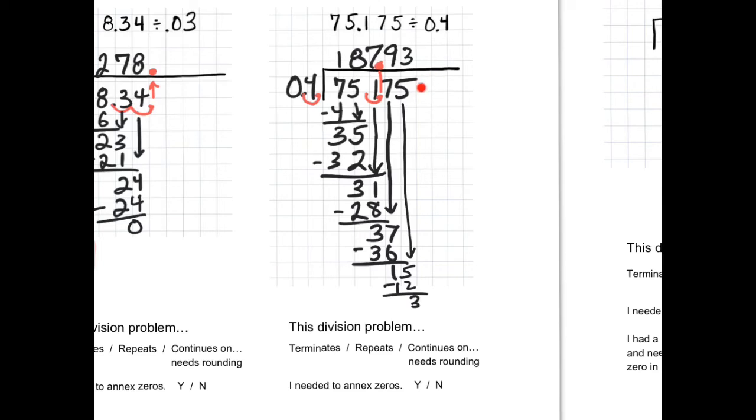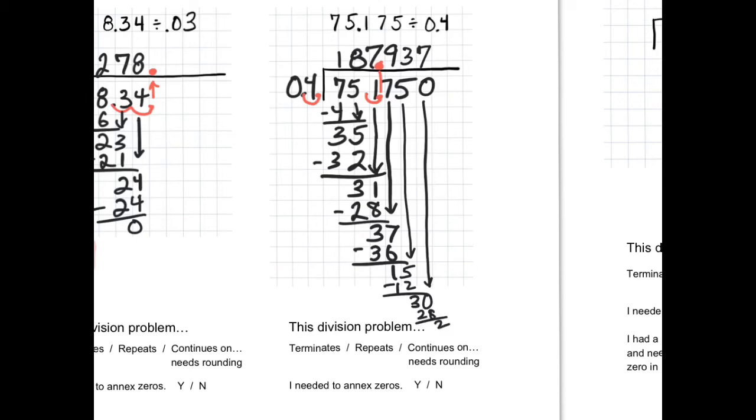And we have no more numbers to bring down. No more numbers to bring down, but we still have a remainder. So because we're already to the right of the decimal point, we're just going to annex a 0. So we annex a 0 and bring it down, and we get 30. And of course, 4 goes into 30 about 7 times. 4 times 7 is 28. We can subtract 30 and 28 and get 2.